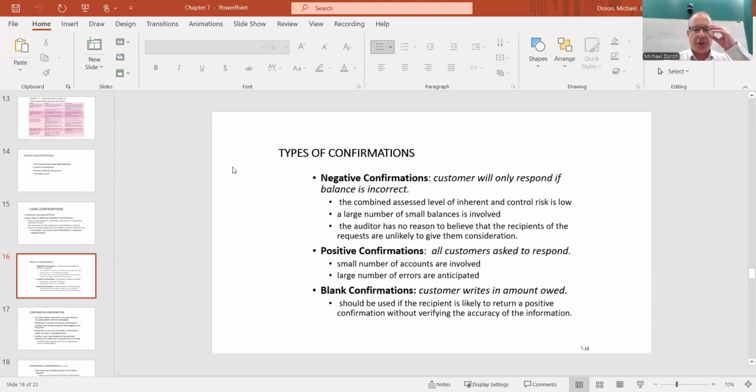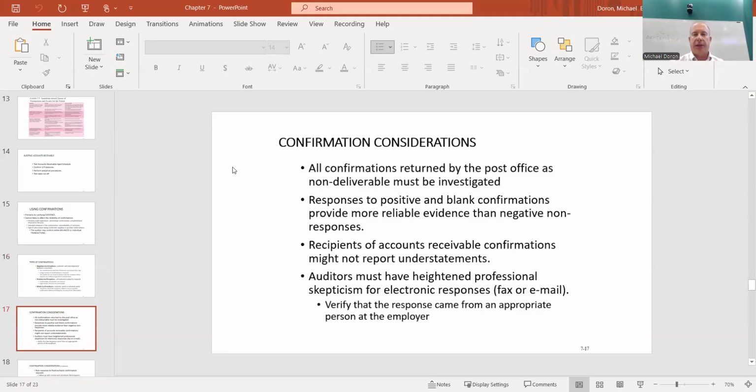Okay, back in business. So we finished this one. Any questions on this slide? All right. So going here into a little more detail, what are some things you want to think about with these confirmations? Some things you want to have in mind. All confirmations returned by the post office as non-deliverable must be investigated. Okay, so if you sent the letter out and then it came back and said no such address, now you're suspicious. That's a red flag. So you have to follow up on that.